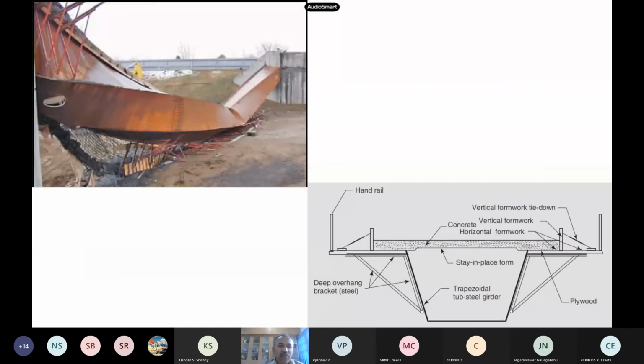So these are some of the important things which control your lateral torsional buckling itself. This is one classic failure. You can Google it. I think this is a bridge in California or somewhere. You can see how it has failed. Now, how did it fail?